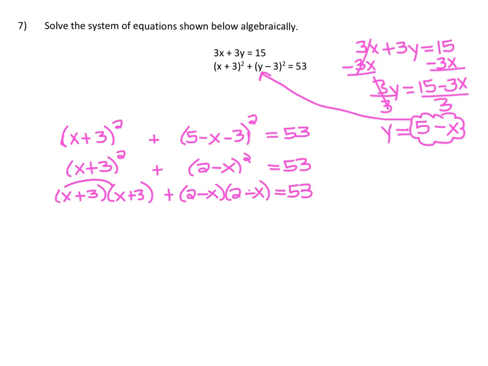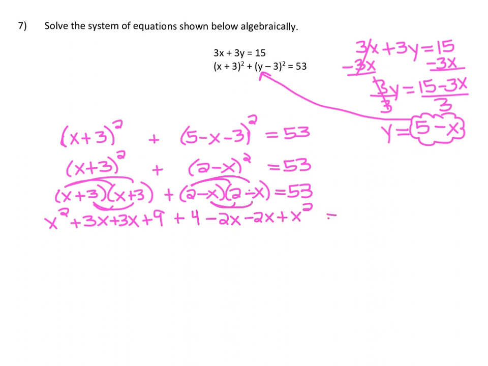All right, so x times x is x squared. x times 3 is 3x. 3 times x is 3x. And 3 times 3 is 9. Okay, and now I'm going to bring down this plus sign. Right, this is going to come right down. 2 times 2 is 4. 2 times negative x is negative 2x. Negative x times 2 is negative 2x. And negative x times negative x is positive x squared. And then I could bring down the equals 53.